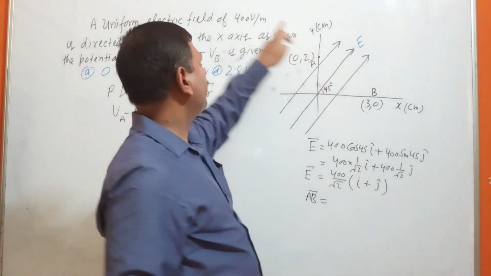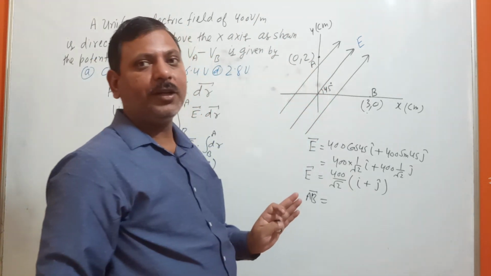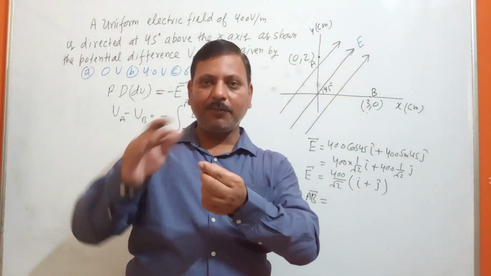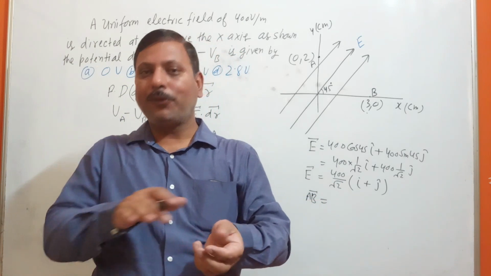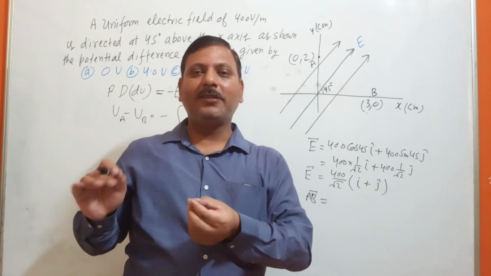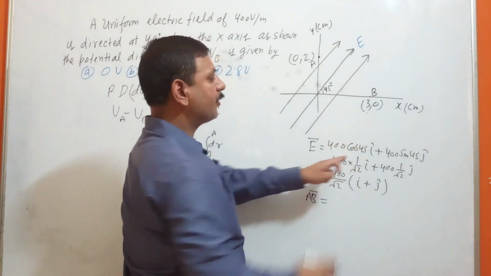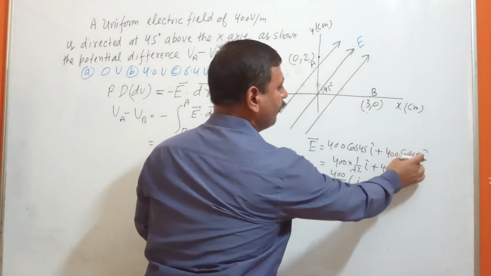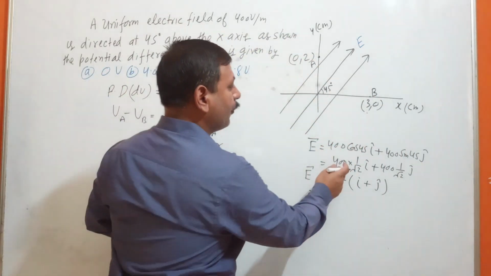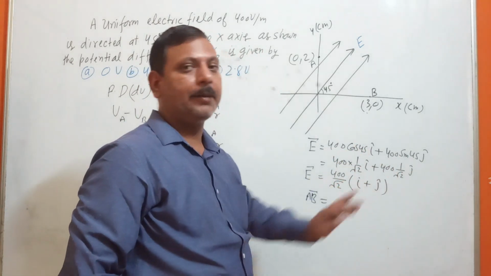So see here, vector E magnitude they have given is 400 volt per meter, making an angle of 45 degrees with the x-axis. In the resolution of vectors, what we have studied is that a vector R making an angle theta has two components, R cos theta along the x-axis and R sin theta along the y-axis, with unit vector i cap along x and j cap along y. So we can write 400 cos 45 i cap and 400 sin 45 j cap. This will be the vector E. Cos 45 is 1 upon root 2, so that will come as 400 upon root 2 (i plus j).